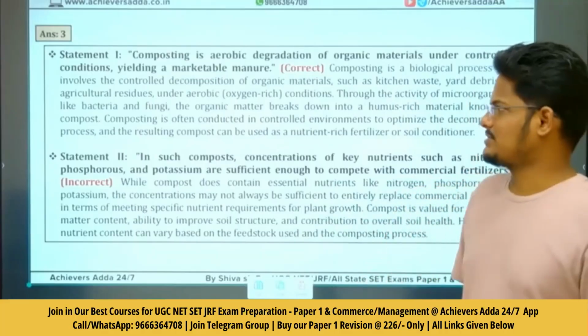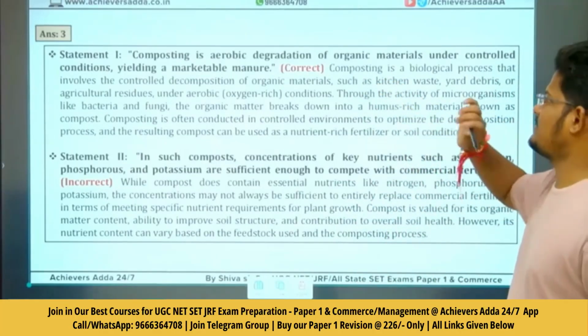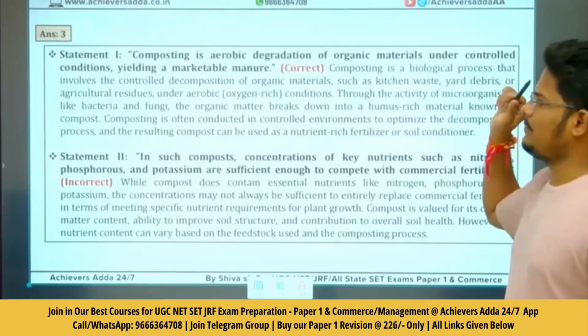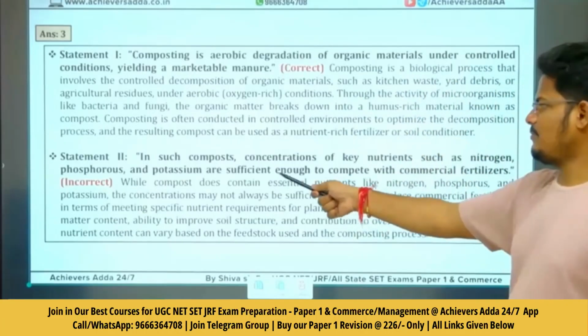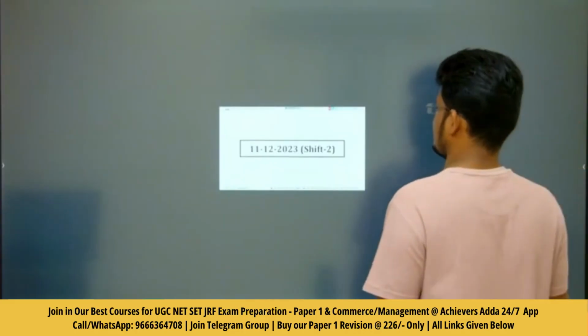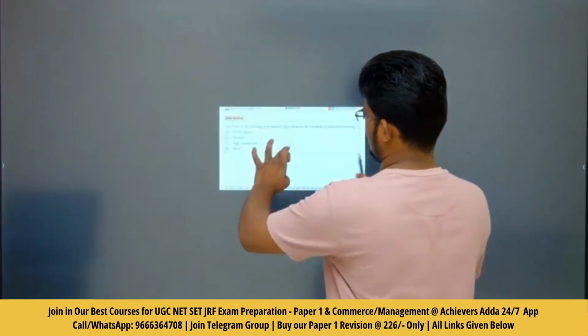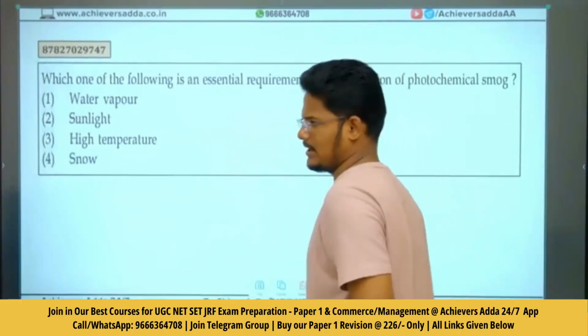the agriculture purpose. So here in the type of aerobic degradation, organic materials will be there, but here they are saying that potassium, phosphorus, all these will be enough to compete with these fertilizers. No, this is organic one. It cannot be competed with other. Organic will be organic only always.